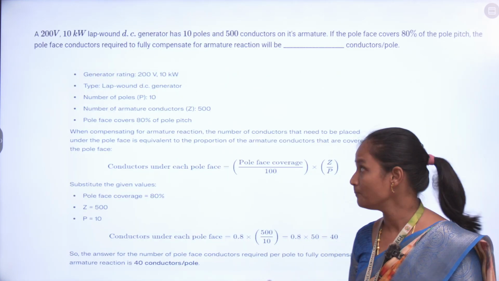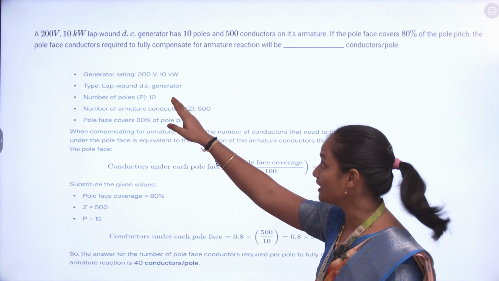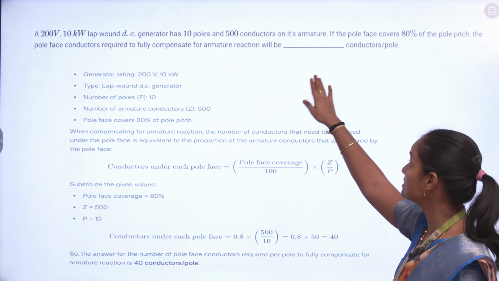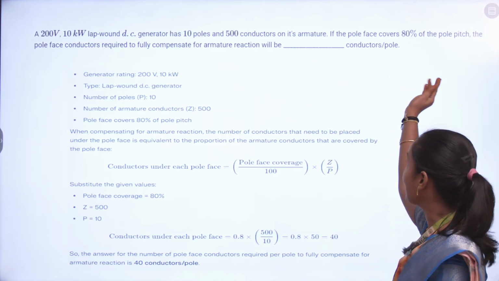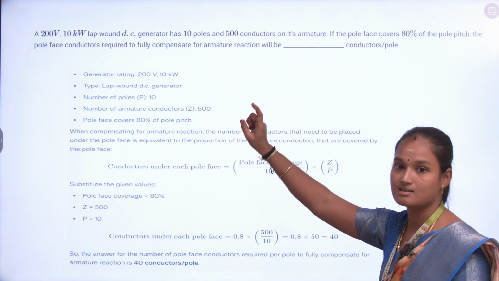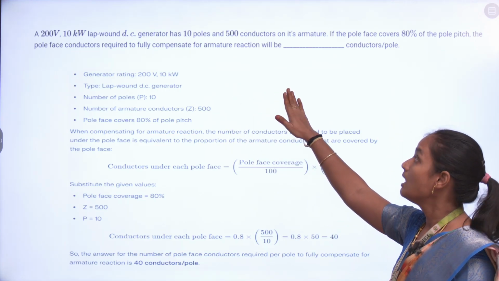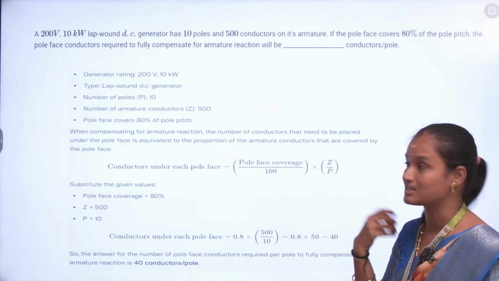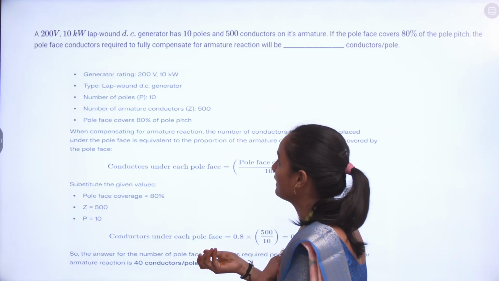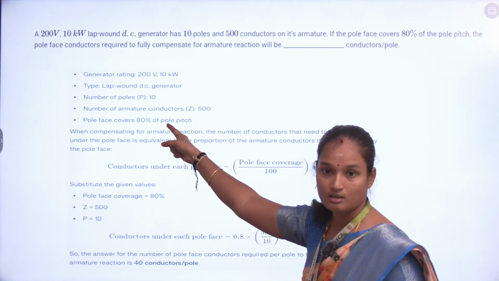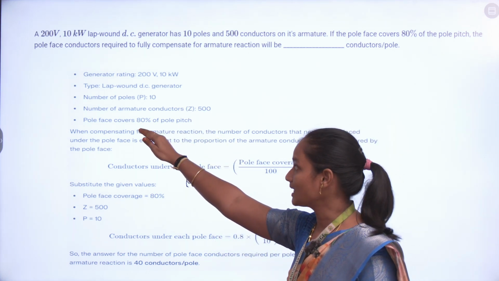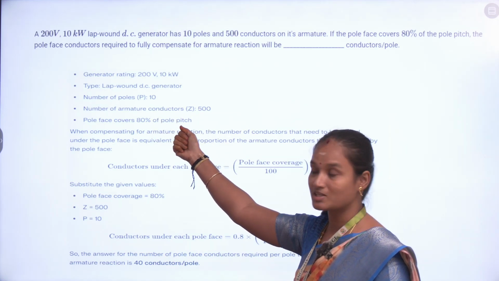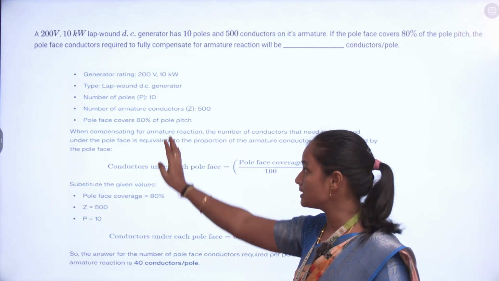We go for this problem. The first one: a 200 volt, 10 kilowatt lap wound DC generator has 10 poles and 500 conductors on its armature. If the pole faces 80% of the pole pitch, the conductors per pole required for fully compensated armature reaction will be dash conductors per pole. So we have to find what the conductors per pole will be. The first one, generator rating: 200 volts at 10 kilowatts. Second one, lap winding DC generator. Number of poles is 10, number of armature conductors is 500, and the pole coverage is 80%.